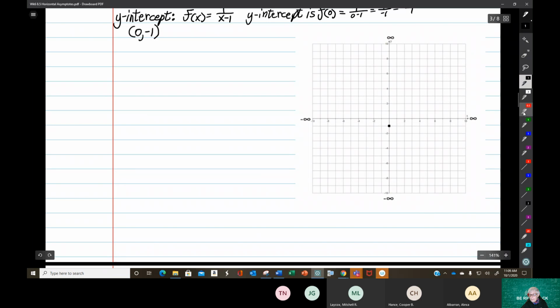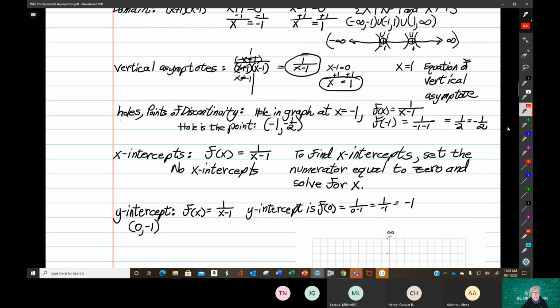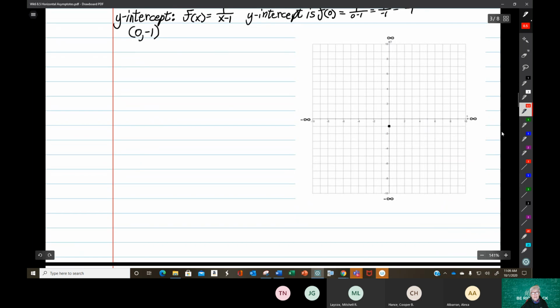We do have a y-intercept. We have one vertical asymptote located at x equals 1. I'm going to put that in right now too. Also, we haven't found the horizontal asymptote yet.